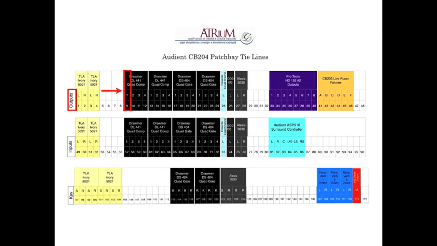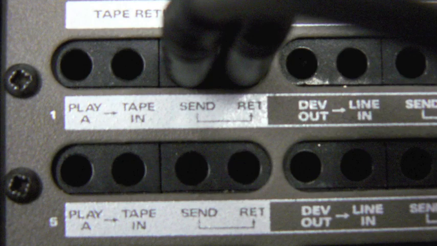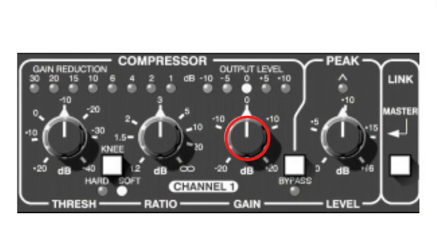Using another patch cable, patch the output from the compressor to RET on the tape return path for that channel. This returns the output of the compressor into the tape return path. You have now inserted a compressor over the tape return path for that channel. Now adjust your compressor settings accordingly and adjust the output level to compensate for any loss in level.